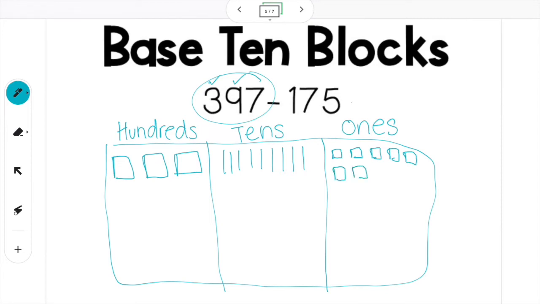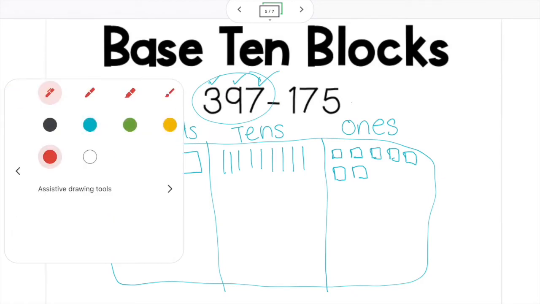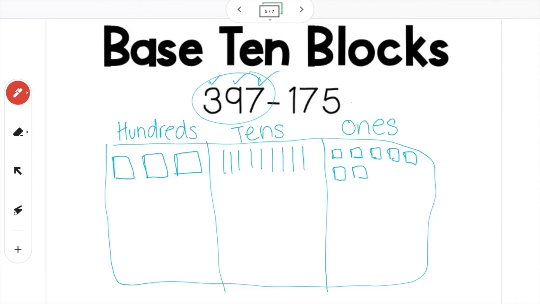All right, perfect. Now I am going to take away minus 175. So I'm going to start with the ones place, and I'm going to take away 5 ones. Let me go ahead and switch my colors. So I'm going to cross out 5 ones. So 1, 2, 3, 4, 5. All right, so it looks like I have 2 left.